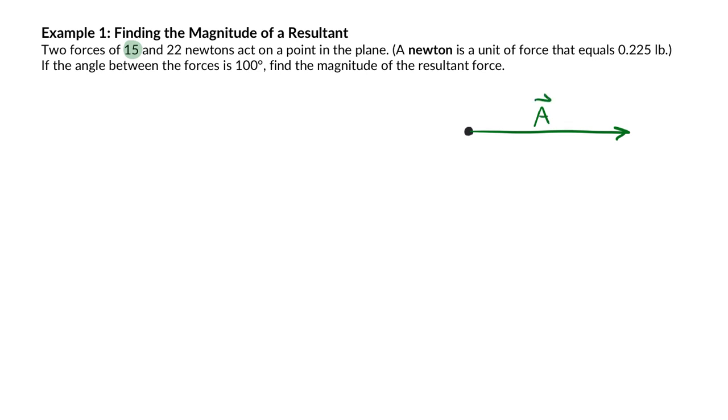At the same time, a 22 newton force also acts on the point at an angle of 100 degrees away from the other one. So then it's going to look something like this. Here's vector B. That's 22 newtons. The angle between them is 100 degrees. I want to know the magnitude of the resultant force. The resultant force, if we use the parallelogram rule, is going to be very easy to find.